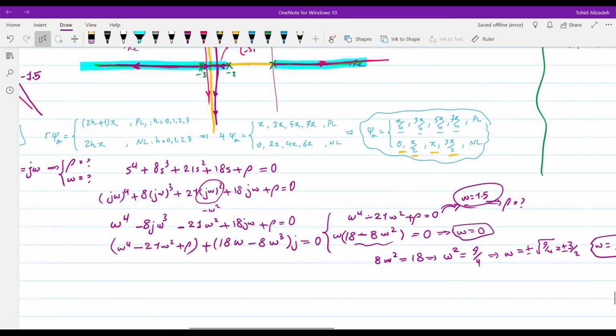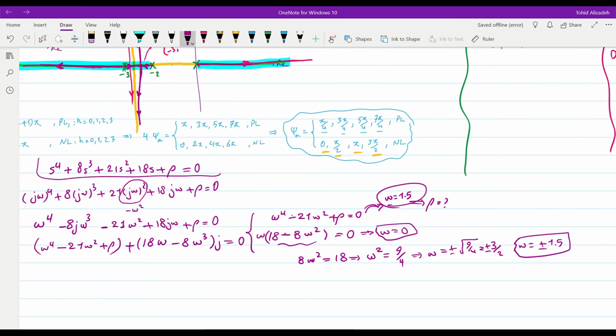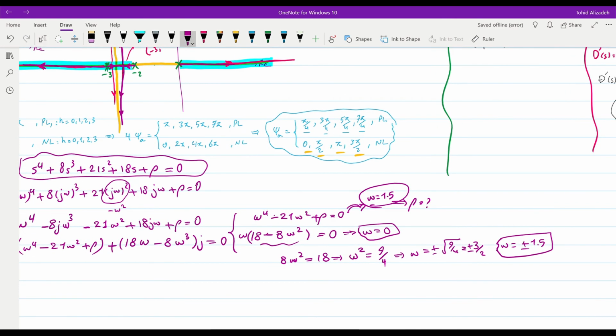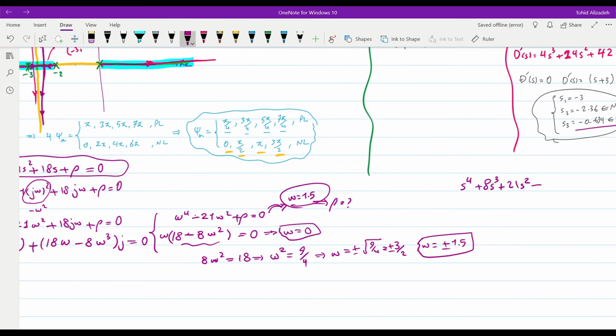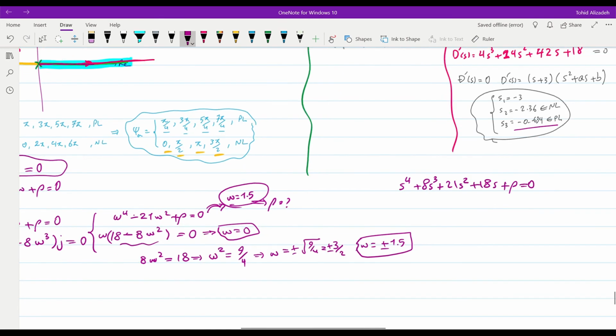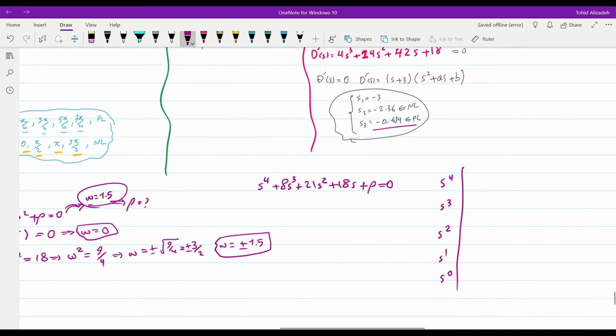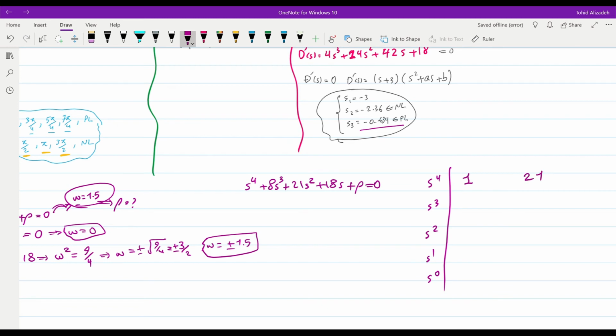The other way would be to form the ROS table for this equation. I will rewrite it here: s to the power of 4, 8 s to the power of 3, 21 s squared plus 18 s plus rho equal to 0. You can form the ROS table, and then fill the table.